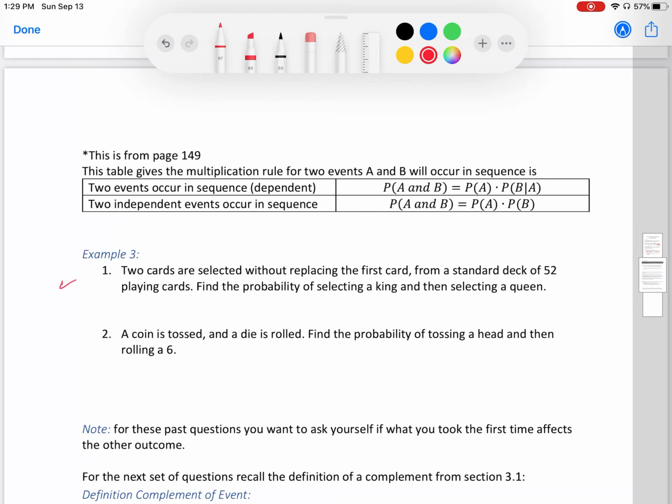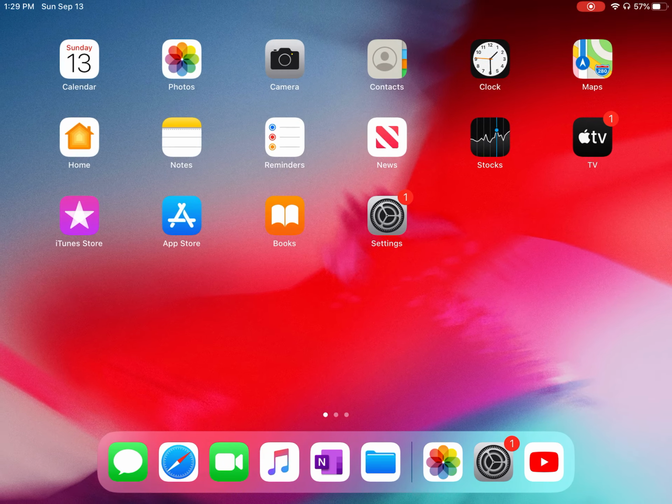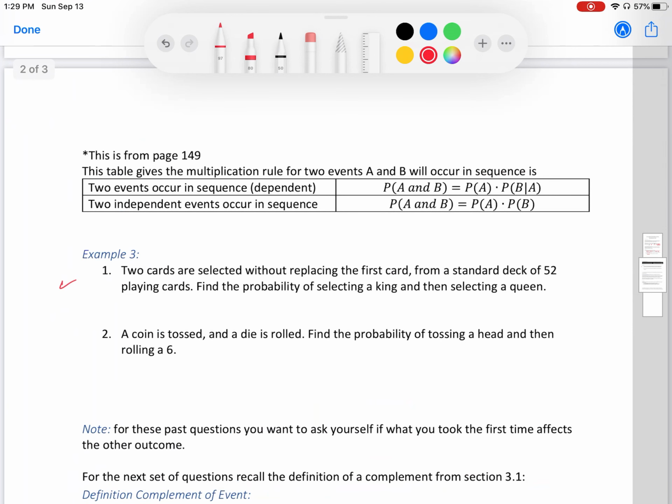Example 3. We have that first problem again. Two cards are selected without replacing the first card from a standard deck of 52 playing cards. Find the probability of selecting a king and then selecting a queen. Just like our very first example. So we did this one already. The probability of getting a king and a queen.